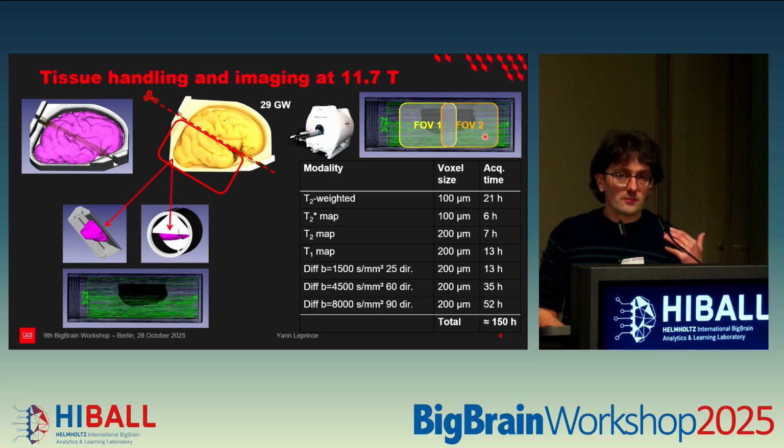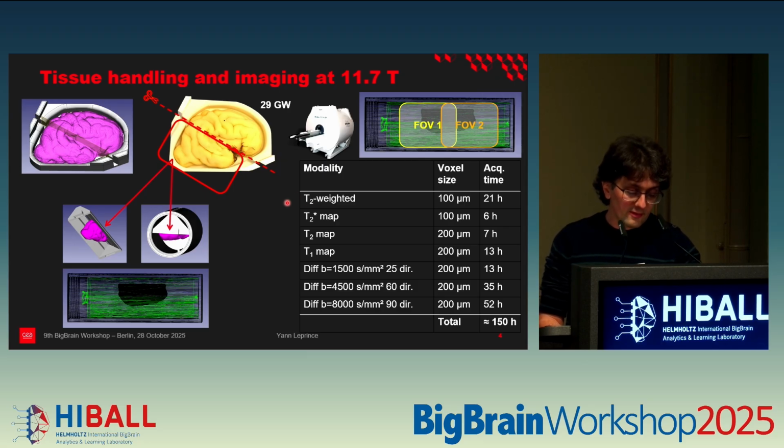Now to the actual scanning protocol. We are using an extensive scanning protocol with a standard T2-weighted anatomy at 100 micron isotropic resolution. We also acquire relaxometric data, so these are maps of the quantitative relaxation parameters for T1, T2, and T2 star. And we have an extensive diffusion imaging protocol with multiple B values and high angular resolution, which should give us access to the fiber architecture.